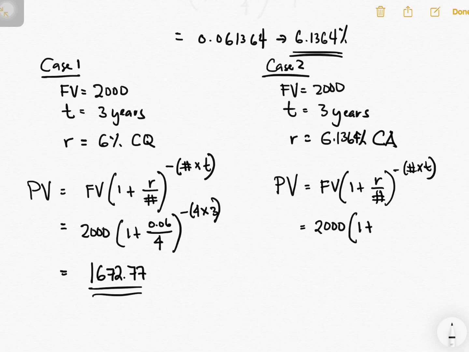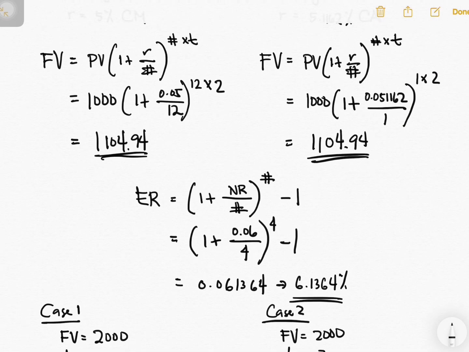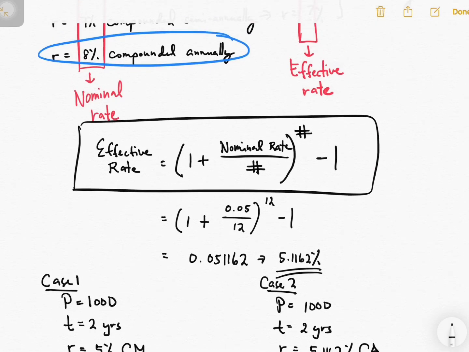And then on the other side, future value also 2,000. 1 plus, use the effective rate, 0.061364 divided by 1. It's 1 because it's already compounded annually. Raised to negative 1 again times number of years, 3. The answer here is 1,672.77. And that's the difference between the two. For nominal rate, it will apply to all compounding periods, while for the effective rate, you are converting the different periods into interest compounded annually. You just use the effective rate formula. And that's it for this video.